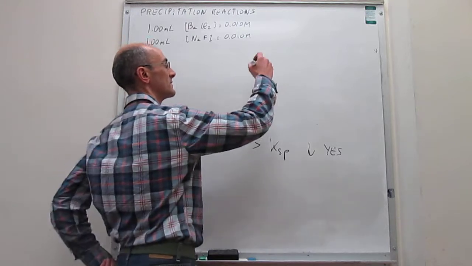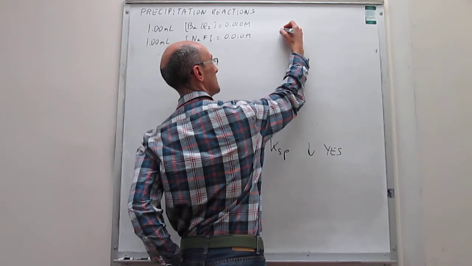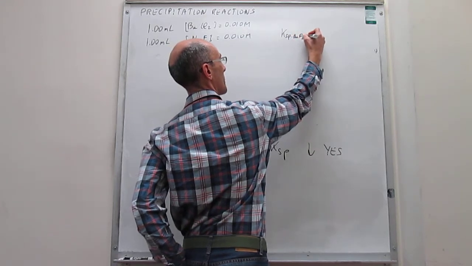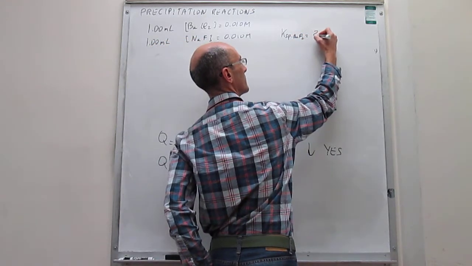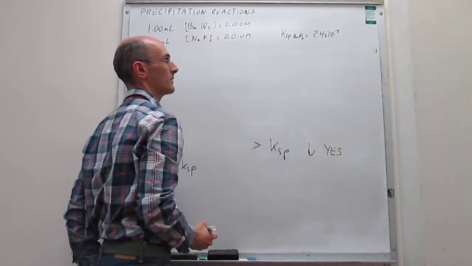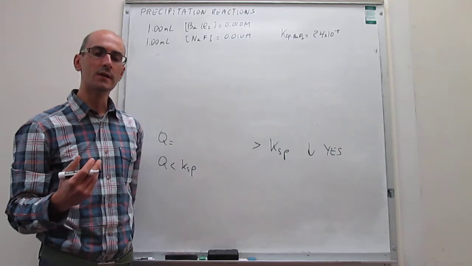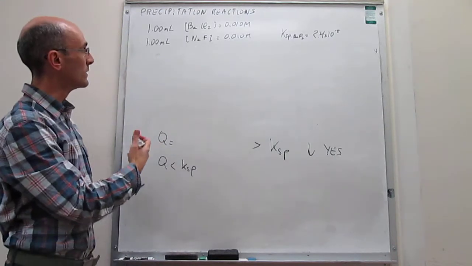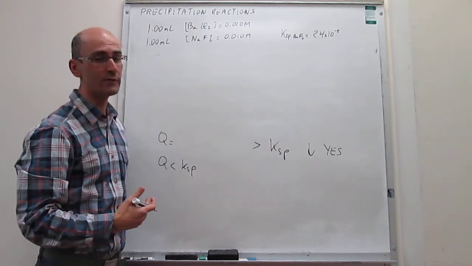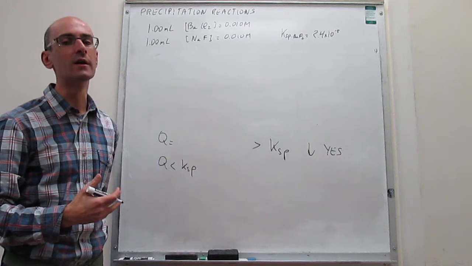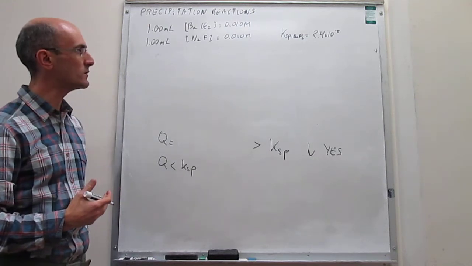Barium fluoride is an insoluble salt, and the solubility product of barium fluoride happens to be equal to 2.4 × 10^-5. Okay, so this will be the question: does any barium fluoride form when you mix 1 mL of 0.010 molar barium chloride with 1 mL of 0.010 molar sodium fluoride? Okay, so let's try to do the calculations.